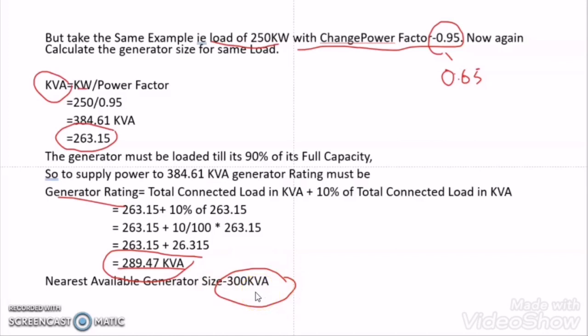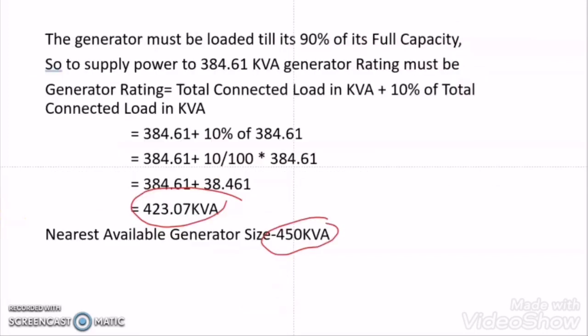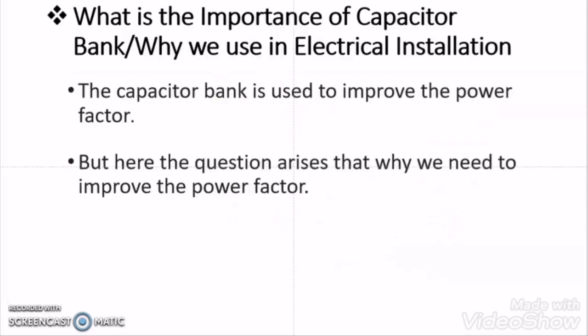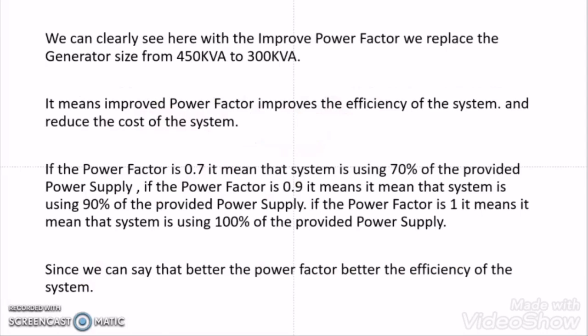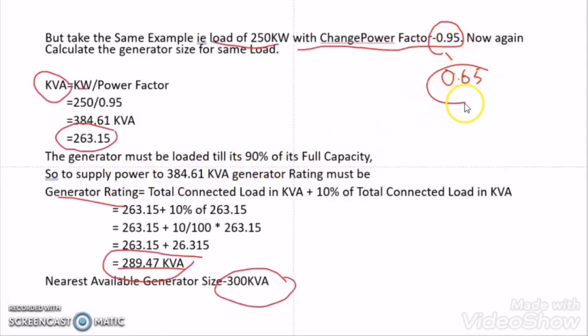Now we will compare these two examples. Before, when the power factor was 0.65, we needed a generator of 450 kilovolt ampere to feed the same load of 250 kilowatt. But when we improve the power factor from 0.65 to 0.95, then the same load of 250 kilowatt can be fed from a 300 kVA generator.